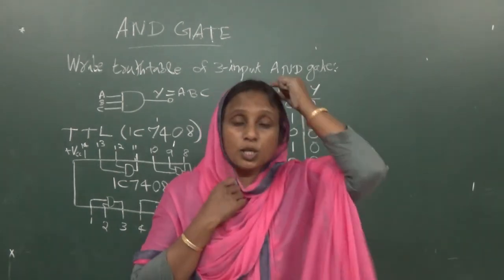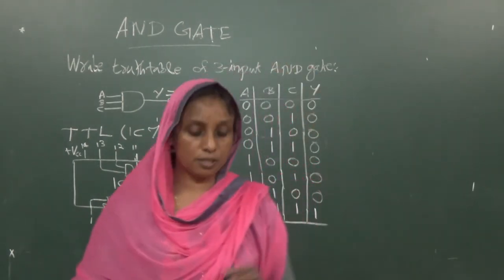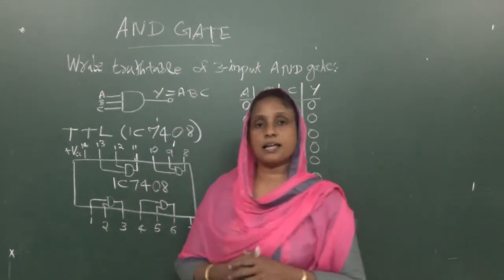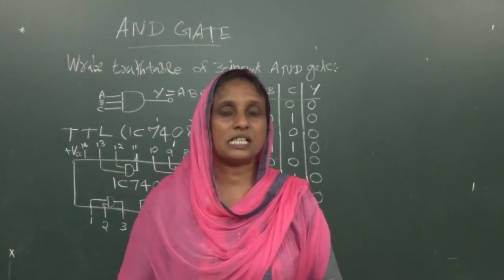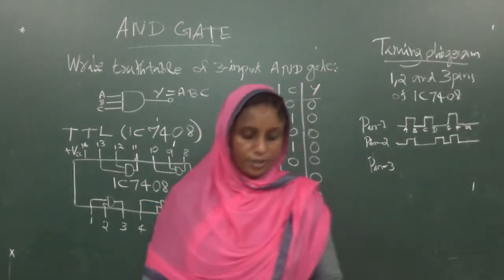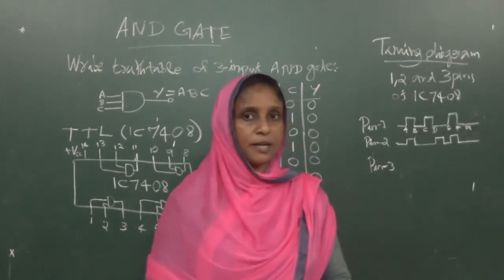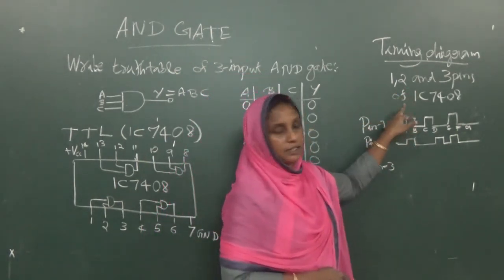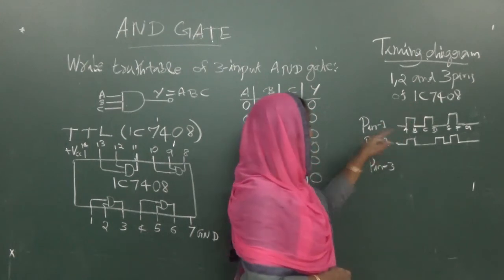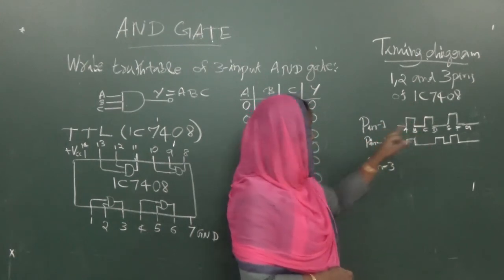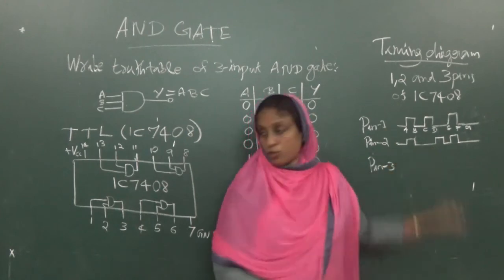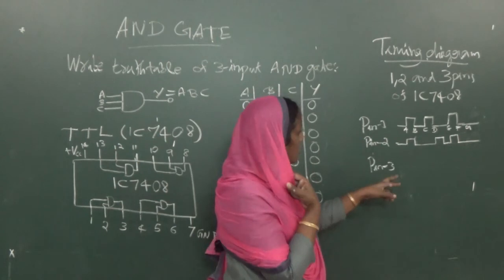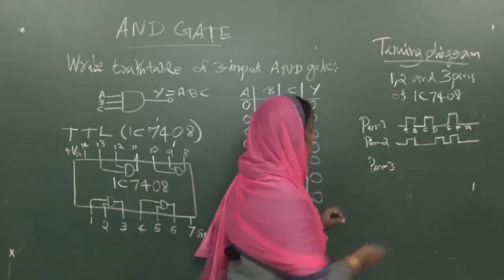So if you want to design logic circuits in the laboratory, you can use IC 7408 for the AND gate. Now we can try to draw the timing diagram. Here the signals are like this. These are our pins, the first pin has a signal like this, and the second pin has a signal like this. We take this gate and check what happens to the signal.